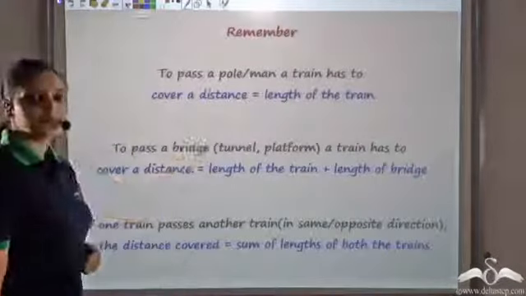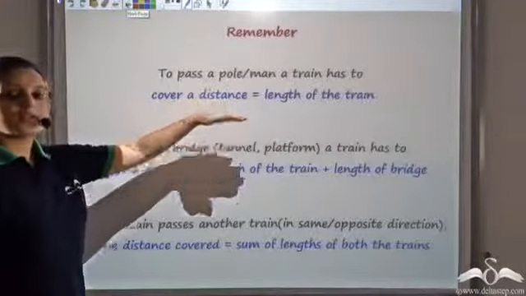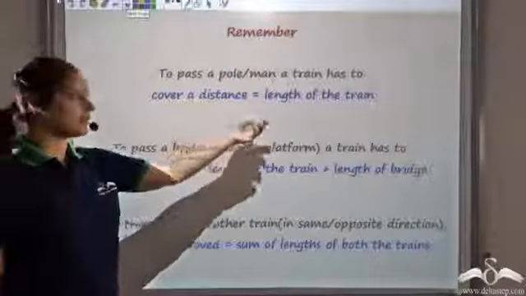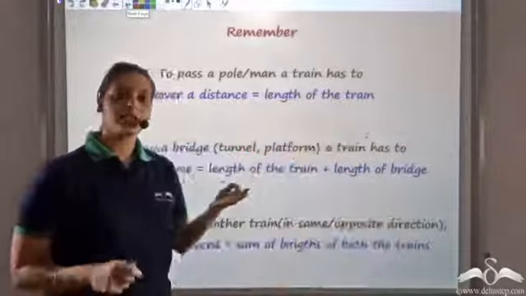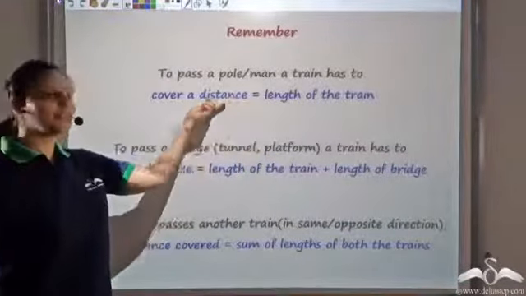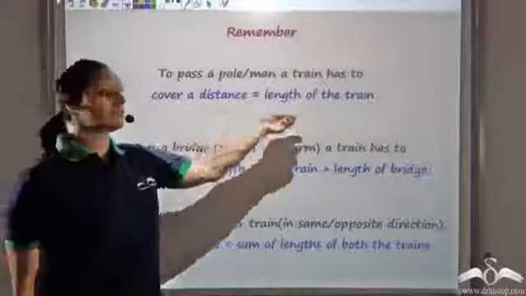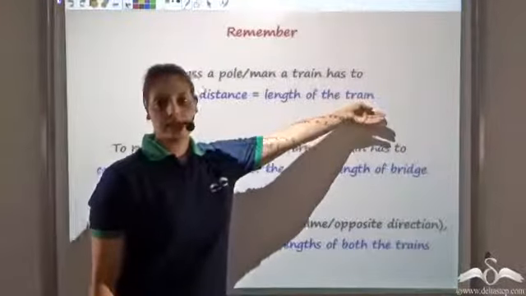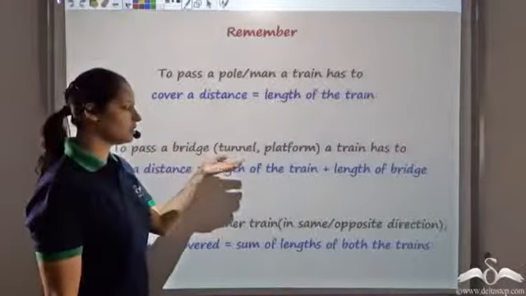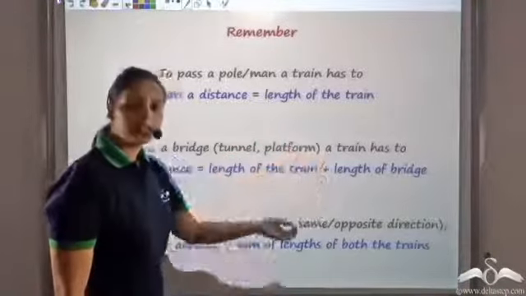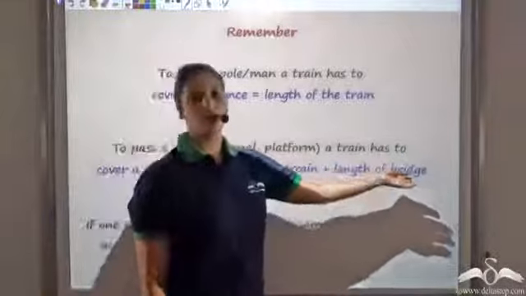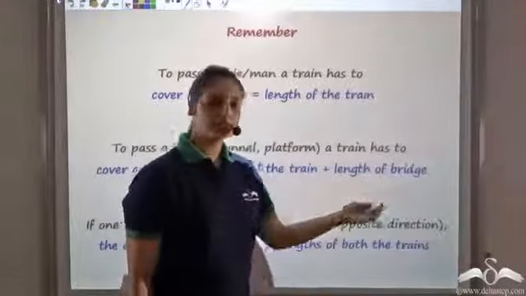So what you need to remember is that when a train is crossing a pole or a man, the distance covered is nothing but the length of the train, that is when it is crossing an object which is of negligible length, then you can consider that the distance which it is covering is nothing but equal to its length only. Now when a train is passing a bridge, a platform or a tunnel, then the distance covered is length of the train plus length of the bridge, platform or tunnel.